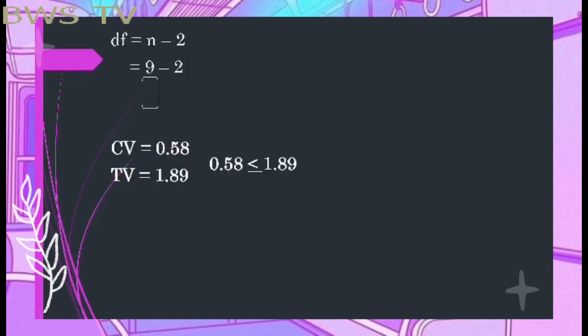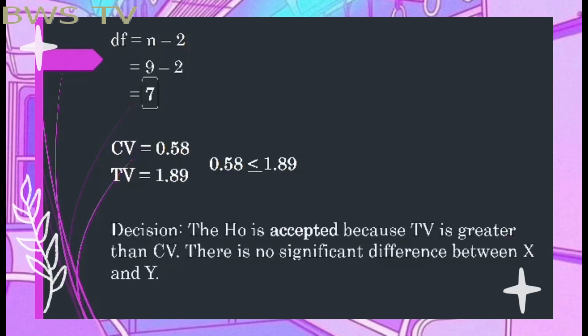Now we find the df again, which is n minus 2. Our n here is 9, so we subtract 2 from 9, which is 7. We find the TV, which is 1.89. We compare the CV to the TV, and if the CV is lower than the TV, the null hypothesis is accepted. There is no significant difference between x and y.